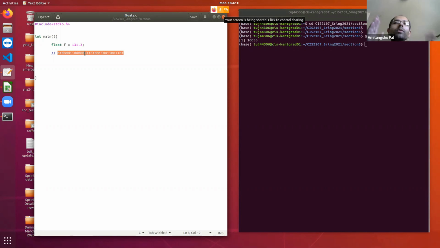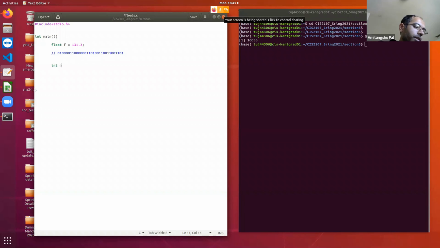Let's try to understand this trick. 131.3 in the memory location is stored in this binary format. My goal is to read that bit string. For doing this, I'm going to read this entire bit string in an integer format. An integer also takes 32 bits, so I can read this in an integer format. Once I read this in an integer format, I can convert it to binary, because I know how to convert from integer to binary. Okay, so let's see.